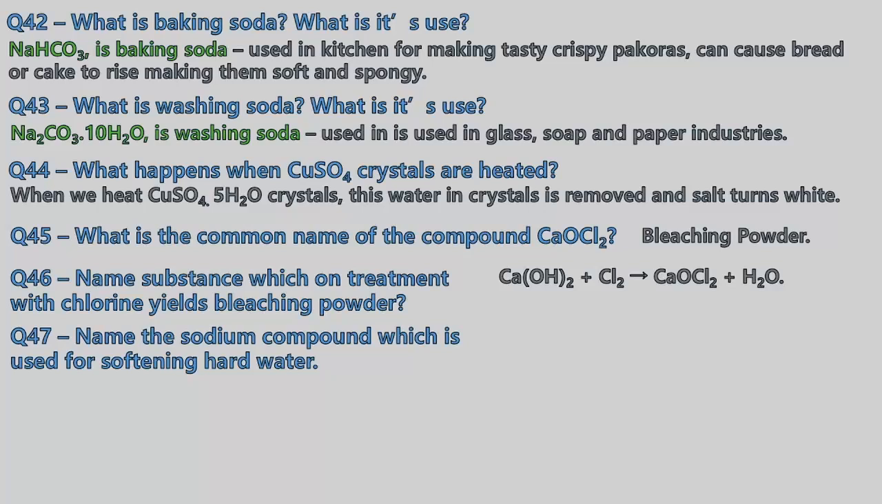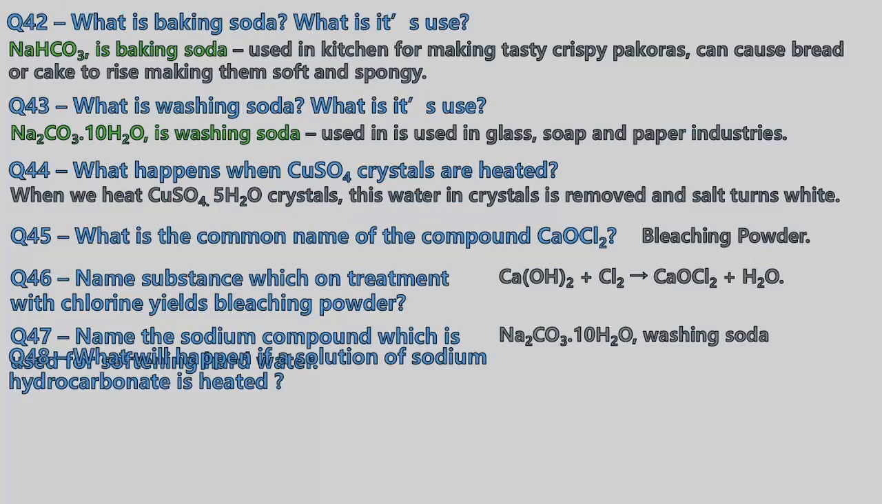Name the sodium compound which is used for softening hard water. The washing soda, which is Na2CO3, sodium carbonate with 10 molecules of water of crystallization, is the compound which is used for softening hard water.